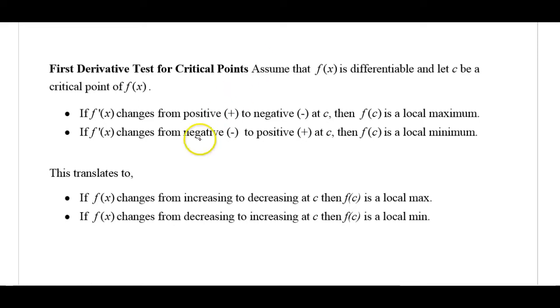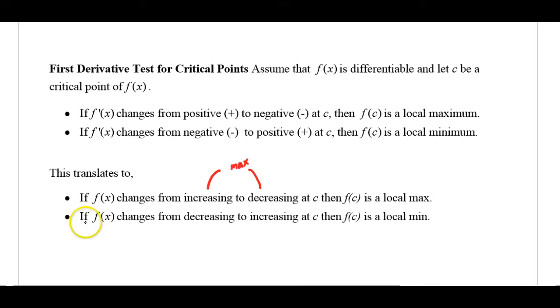This really says if f of x changes from increasing to decreasing. So let's compare it. If f prime changes from positive to negative, well, if f prime is positive, f is increasing. And then if f prime changes to negative, well, then f changes to decreasing. So if a function changes from increasing to decreasing at some point c, at that critical point c, then f of c is a local max. So a change from increasing to decreasing, notice there would be a maximum occurring there.